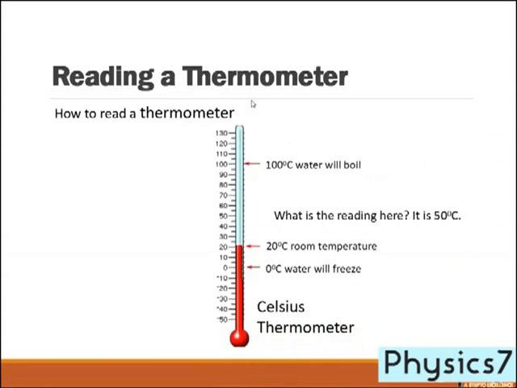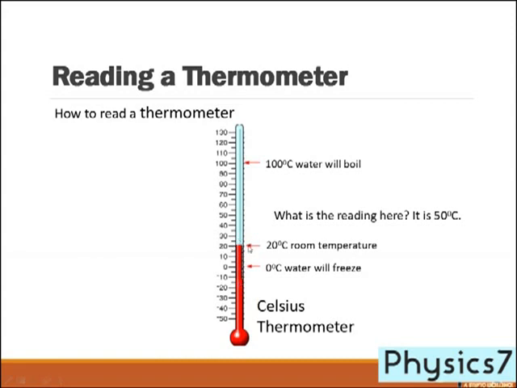So how do you read a thermometer? Reading a thermometer is quite straightforward. For example, if we have this diagram representing the temperature scale in Celsius, in other words the Celsius thermometer, all you would do to determine the reading at this point here is look at the corresponding value for the temperature in Celsius as it corresponds to the level of the actual liquid inside the thermometer.